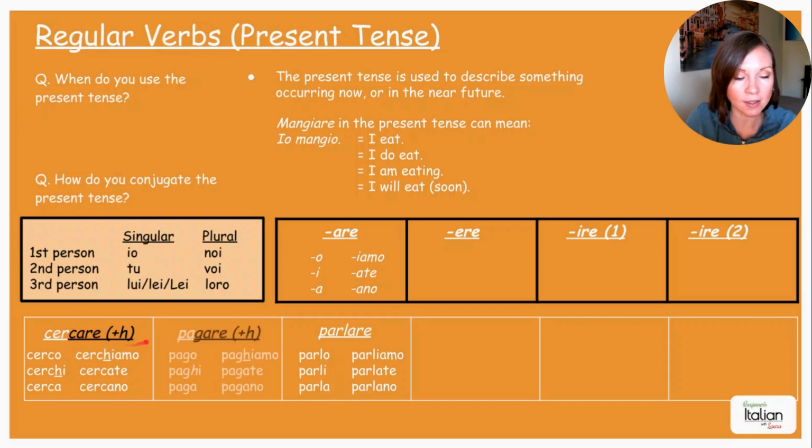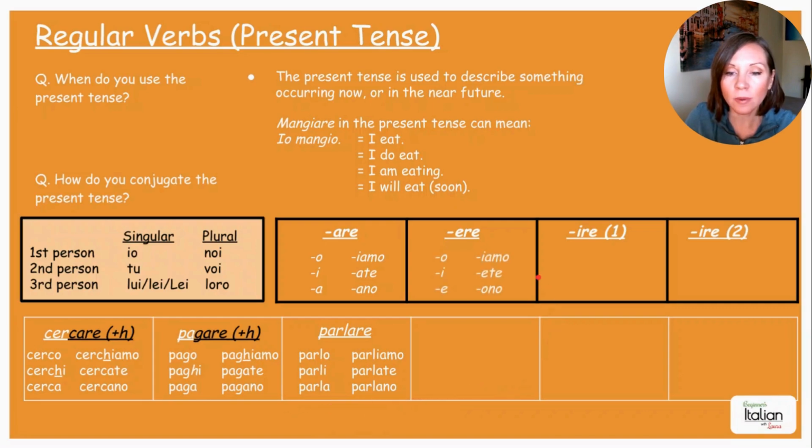Okay, likewise, pagare, to pay. So the same thing with the G, you need to add the H in there to retain the hard G sound that you get from a G-ARE verb. So pago, paghi, paga, paghiamo, pagate, pagano. So again, we added the H in here in the second person singular and the first person plural.